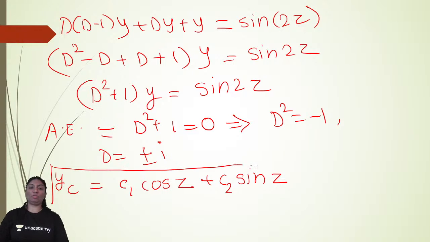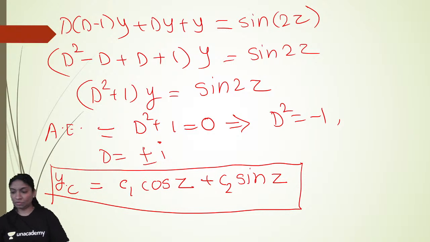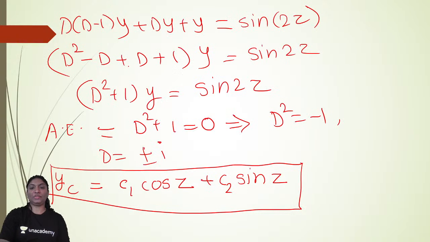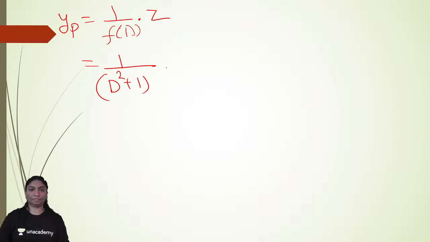Now we will find out yp. What is our yp? Yp is equal to 1 upon f of d into z. So 1 upon f of d is 1 upon d square plus 1, and your z is sin 2z.